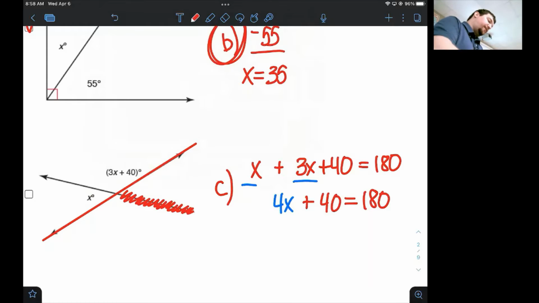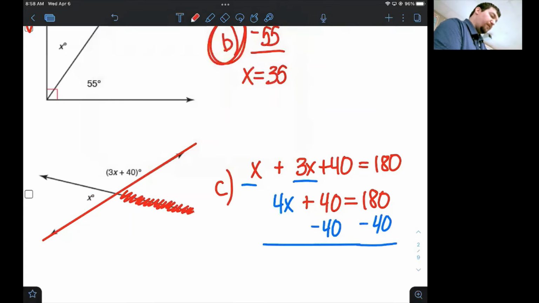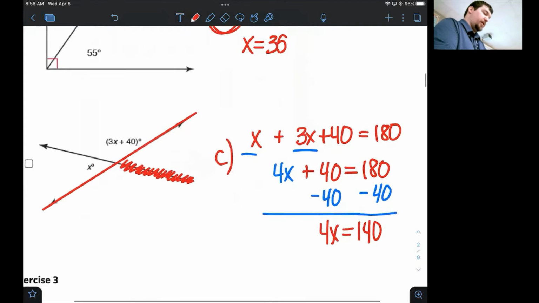Parker, do I want to get rid of the 4 or the 40 first? The 40, that's right. How do I get rid of a plus 40? That's right. And Parker, what will 180 minus 40 be? 140. So now I have 4X equals 140. You guys tracking with this so far? Just solving the equation here.